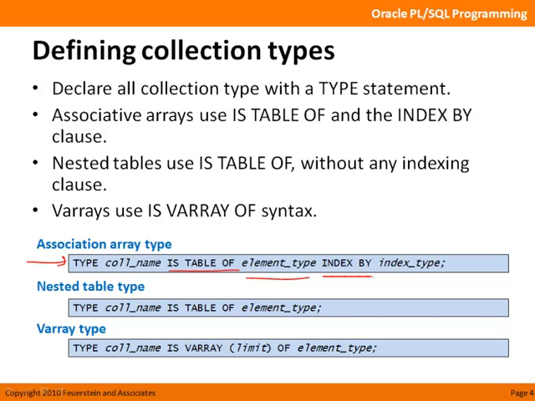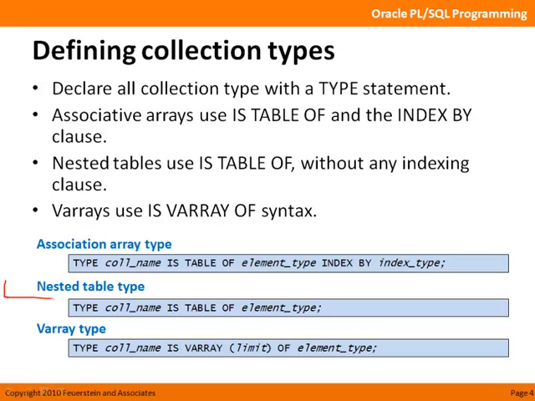And then index by. The associative array type statement always has the index by clause in it, and it can be indexed by string or integer, which we'll talk about later in a lot of detail on associative arrays. So it's type, is table of, index by. That's an associative array type.